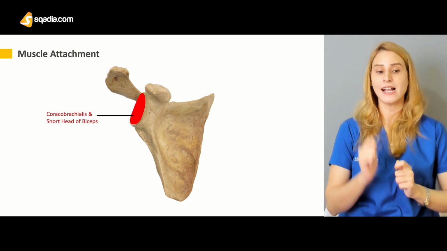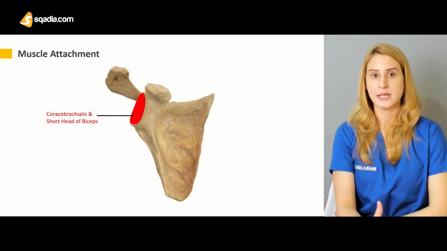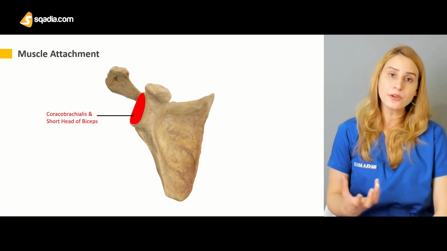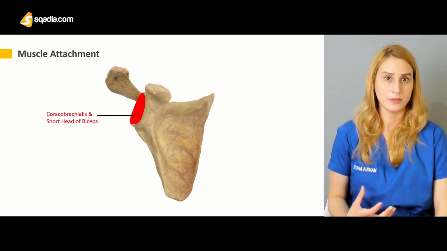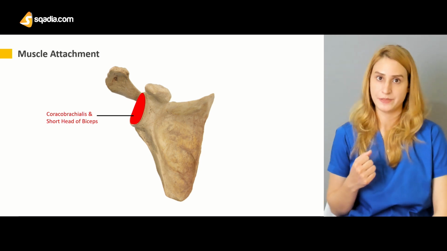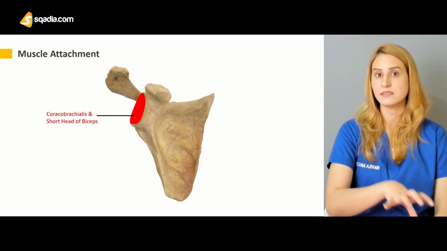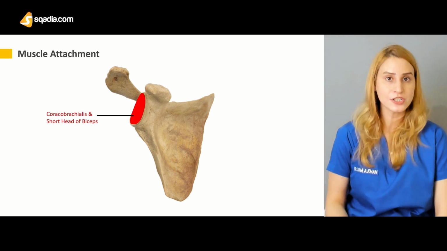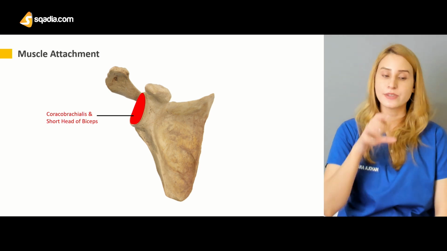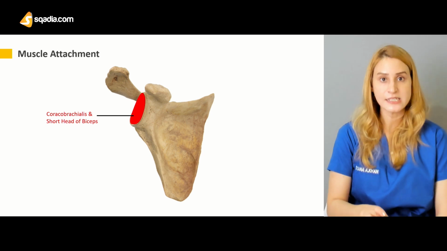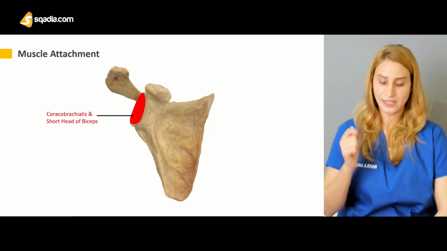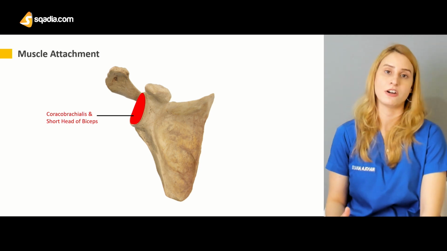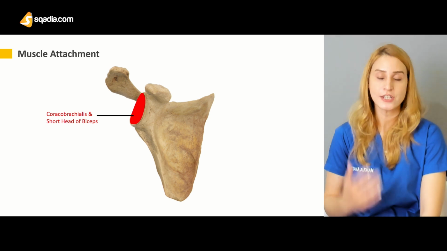The coracobrachialis and the biceps are muscles of the arm, the anterior compartment of the arm. We know that the anterior compartment of the arm is a flexor compartment. So the coracobrachialis and the biceps are responsible for the flexion movement of the arm. The glenoid cavity is the site for the origin of the coracobrachialis and the short head of the biceps, which are actually the flexor muscles of the arm, responsible for the flexion of the arm.